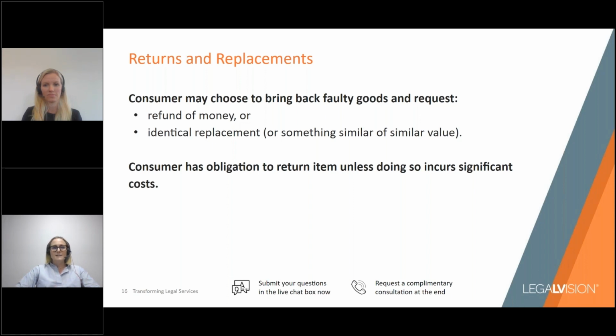The consumer has the obligation to return the goods to you unless it cannot be done without significant cost to them, in which case you must collect the goods from the consumer at your cost and within a reasonable time.